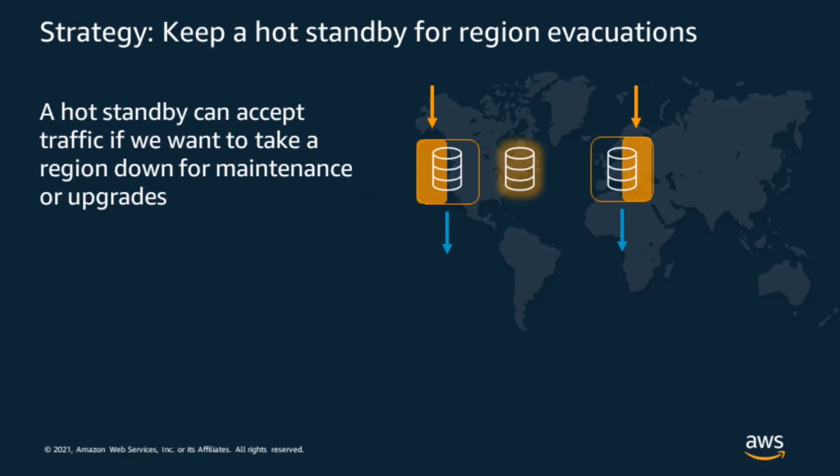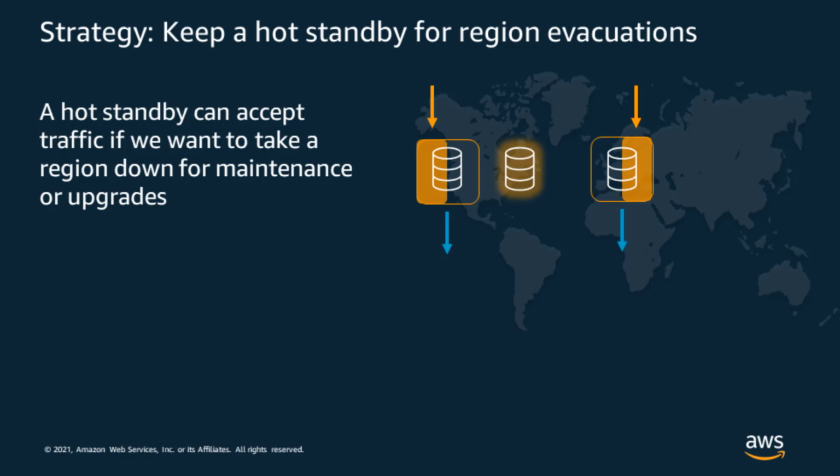Now, let's talk about another strategy. Maybe we want to keep a hot standby for what we call region evacuations. What this might mean is if you have a 3 or 4 replica environment with DynamoDB, maybe you're using these two that we see here. Maybe you're using US West and EU Central, for example, for all your application traffic. But you want to take down US West for maintenance. Maybe the whole stack itself needs to be refreshed or updated, or we just want to take it down or even simulate a failure. We can set up a hot standby.